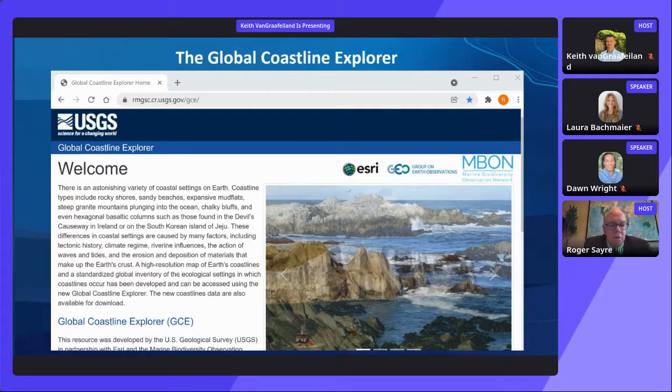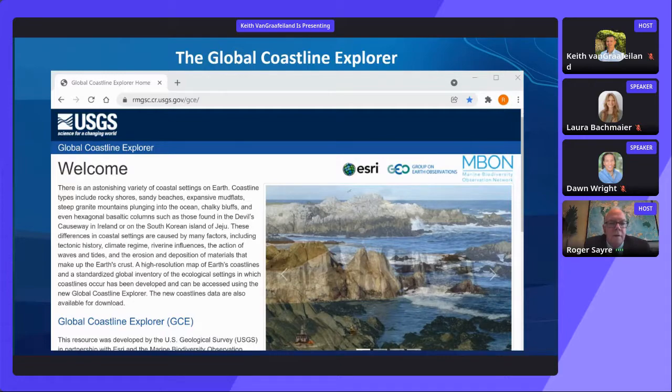Now, please note the GEO BON MBON logo in the banner screen. MBON has been a collaborator in this work, and two of the MBON co-chairs, Frank Muller-Karger and Mark Costello, are also co-authors on our publications.